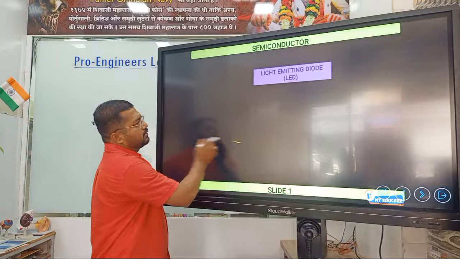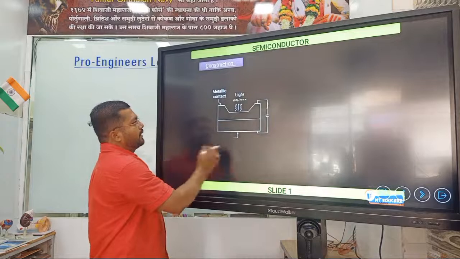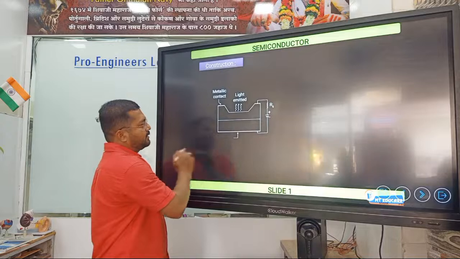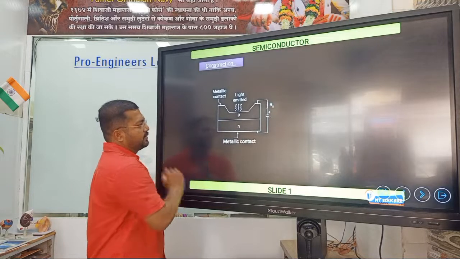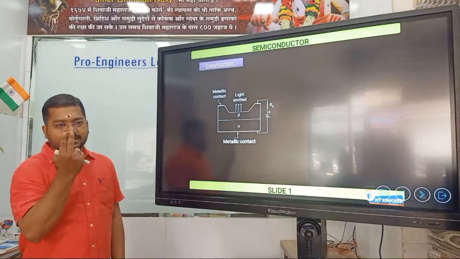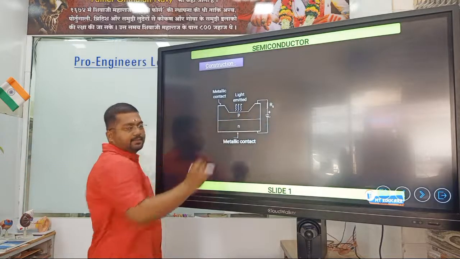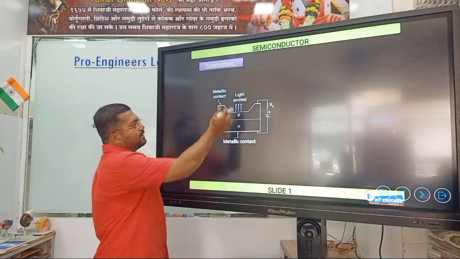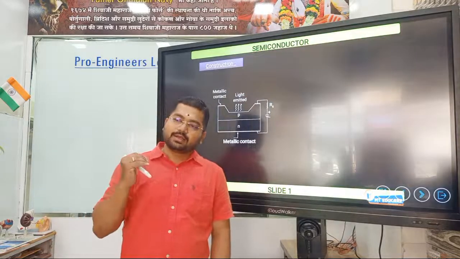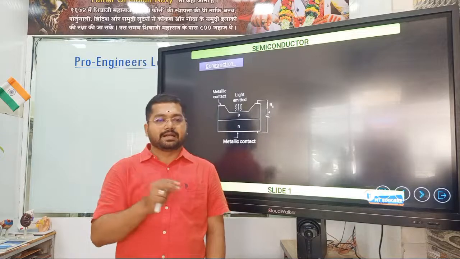So, the constructional diagram for this is a metallic contact. There is one P and N type material. Two metallic contacts are there, means whatever we have seen from the LEDs, two terminals, right? So these are two metallic contacts where we will connect the battery, right? And it will conduct and emit light whenever electrons pass from negative to positive. From that, light is emitted continuously.